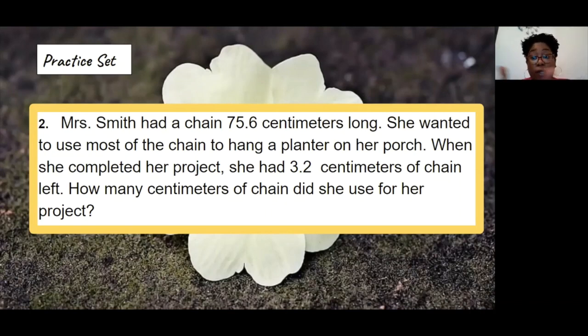Okay, then build it. Draw your picture. What would it look like? Create your tape diagram, and then begin to apply your learning to help you solve. Okay. Once again, Mrs. Smith had a chain 75 6/10 centimeters long. She wanted to use most of the chain to hang a planter on her porch. When she completed her project, she had 3 2/10 centimeters of chain left. How many centimeters of chain did she use for her project? Okay. Take a few moments, work through that. You can do it. And when you're ready for the answer, press play.